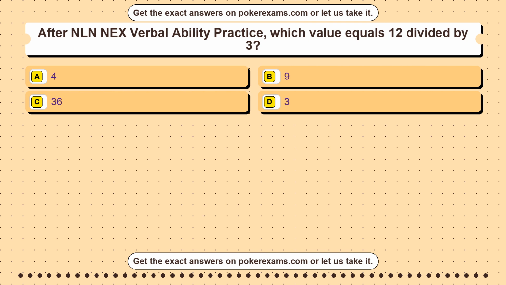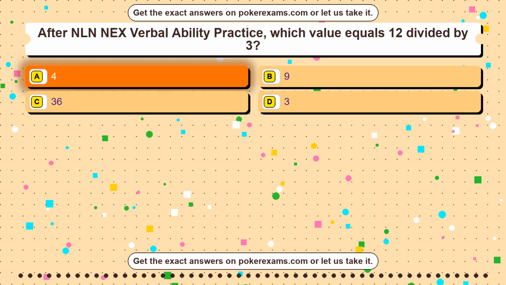Question 46. After GED statistics practice, which value equals 5 superscript 2? Option A, 25. Option B, 52. Option C, 7. Option D, 10. The correct answer is option A.